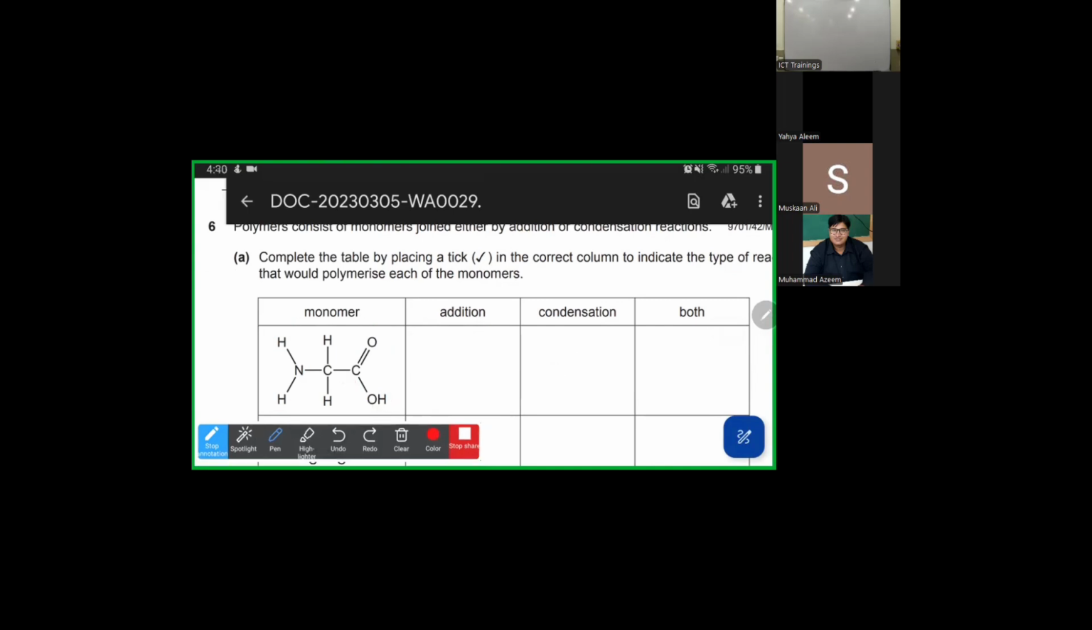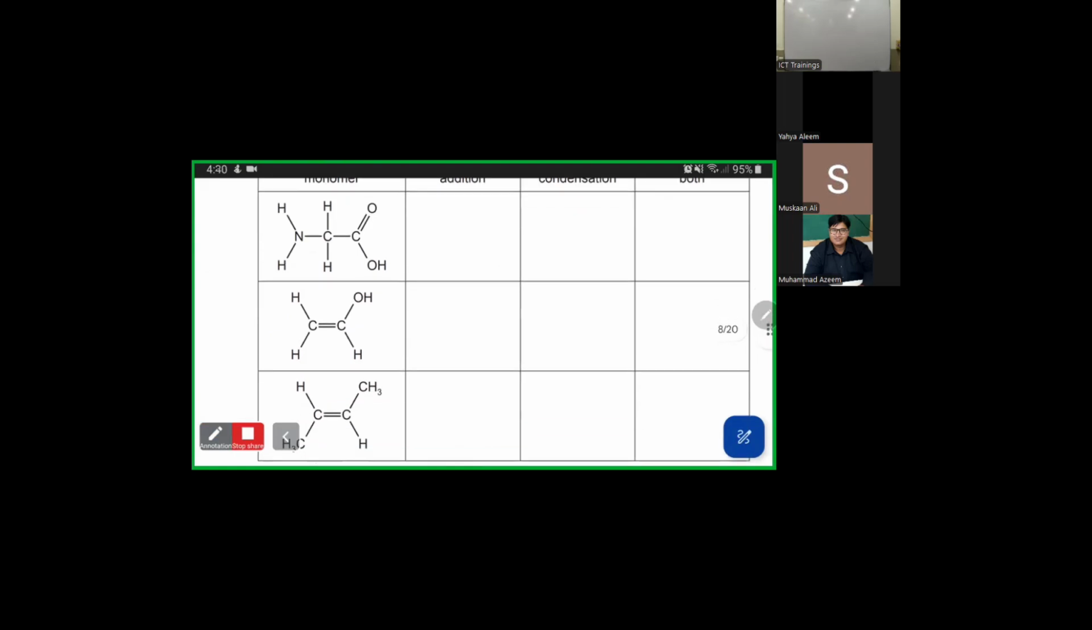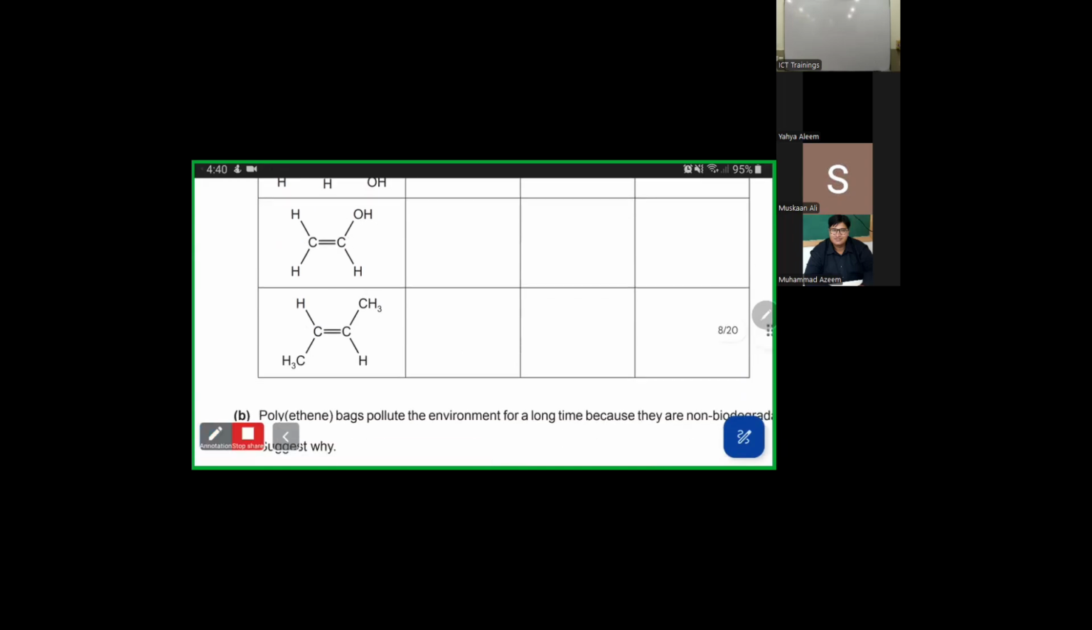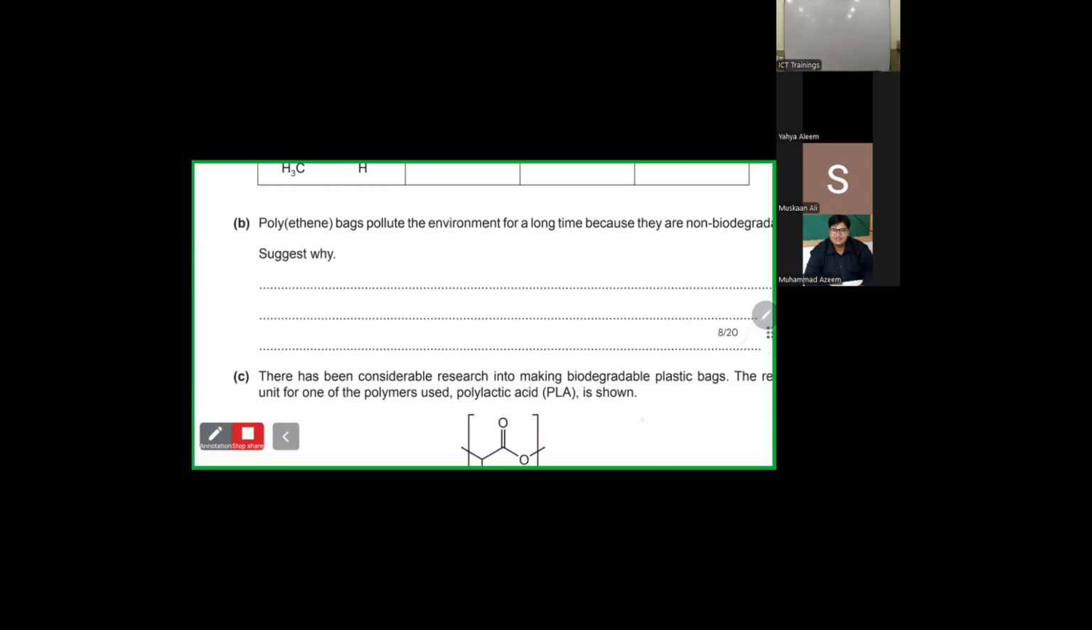Now, if you look up here, this one has the carbon-carbon double bond. Things with a double bond undergo addition reactions. So this one can form an addition polymer. This one also can form an addition polymer.